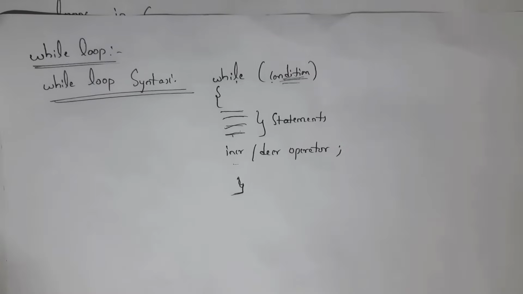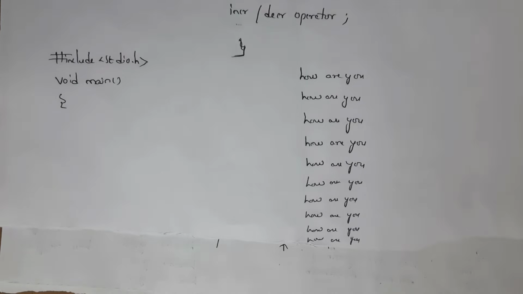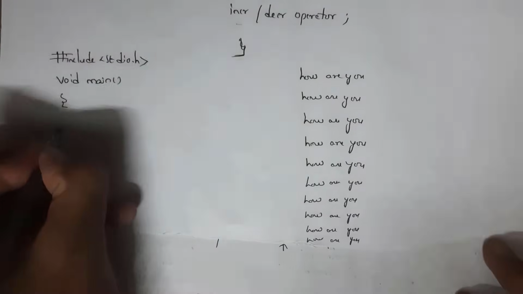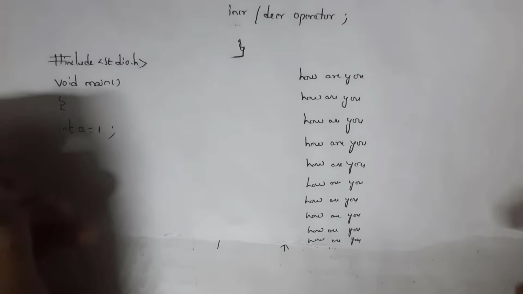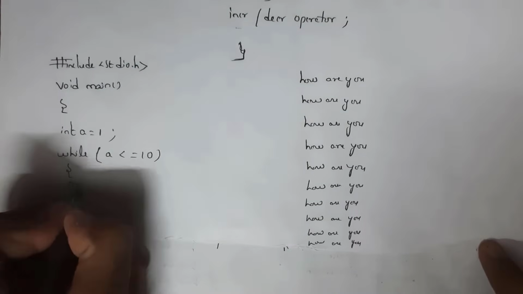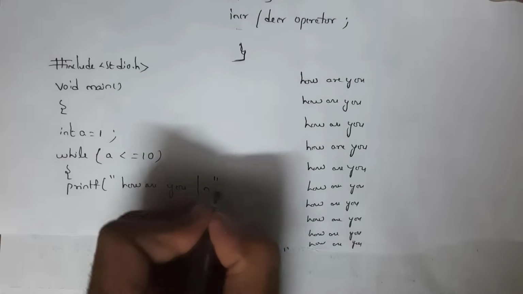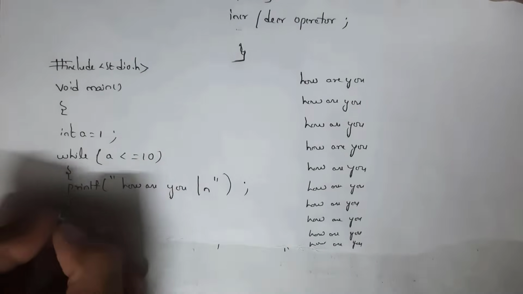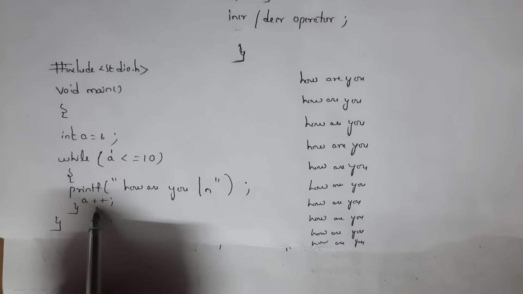Guys, I will give one example so that you can clearly understand what this while loop is. The same program which I explained before for the for loop, I will explain using the while loop. Here I want to print how are you 10 times. So at first I am writing here int a equal to 1, starting from number 1. After that inside while I am giving the condition a less than or equal to 10. Open curly bracket. Inside this you can give your statement, that is how are you \n, double quotations close, bracket, semicolon. Here you need to write the increment operator, that is a plus plus. Guys, definitely you need to give the increment operator because we are incrementing each and every value.